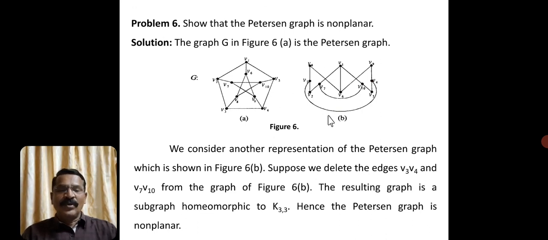So what we will do? We consider another representation of the Petersen graph, which is shown in figure 6b. Suppose we delete the edges V3, V4. Here V3, V4, you have to delete the edges V3, V4. Then similarly, you have to delete the edge V7, V10 from the graph of figure 6b. The resulting graph is a subgraph homeomorphic to K3,3. Hence, the Petersen graph is non-planar.